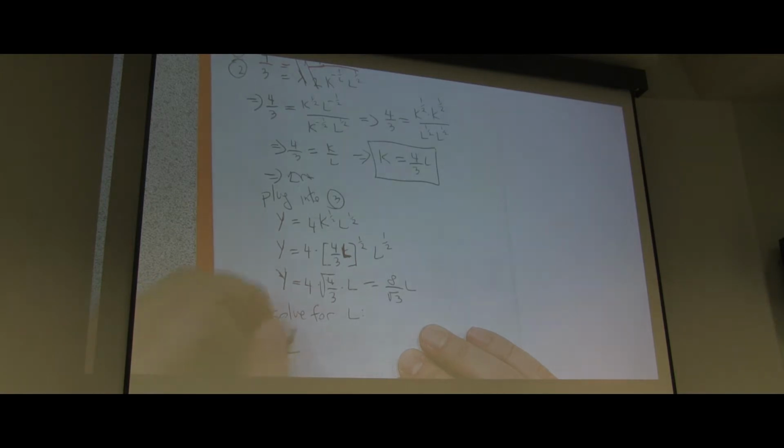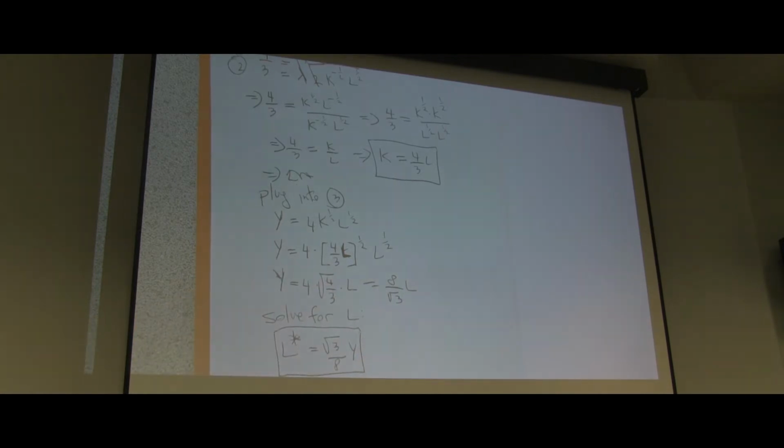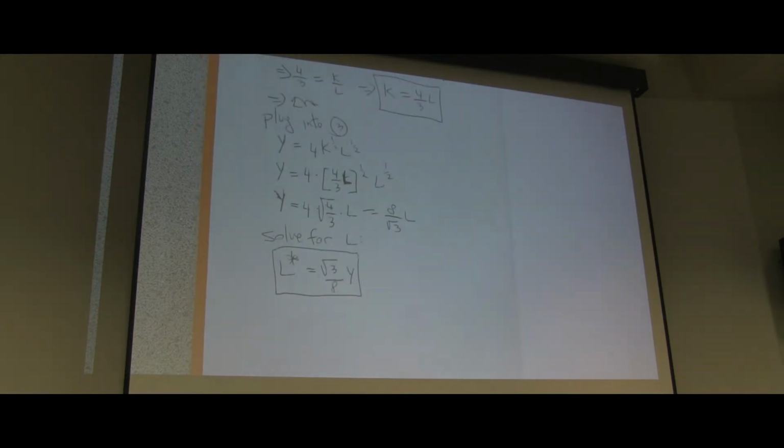And that means that L star, that's going to be my long run L star, is going to be square root of 3 divided by 8 times y. You see how now L is a function of y? That's because when I set up the isoquant, I didn't tell you that the isoquant was 1,000 or 100 or something. I just said the isoquant is y. And so naturally, L has to be a function of y.